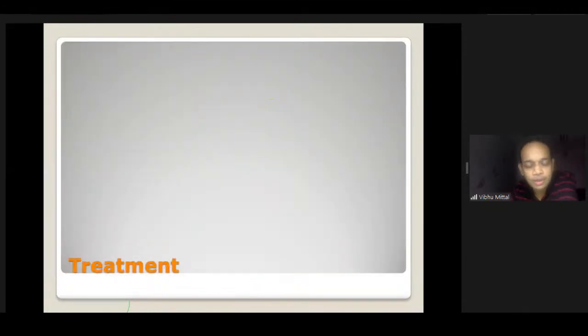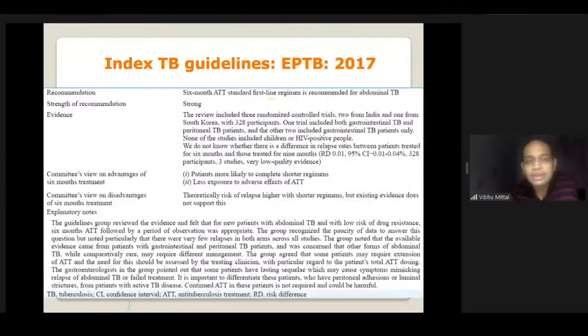Now, 3 slides on treatment. So what is the medical regimen for treating tuberculosis? This is the Index-TB guidelines for extrapulmonary tuberculosis 2007.